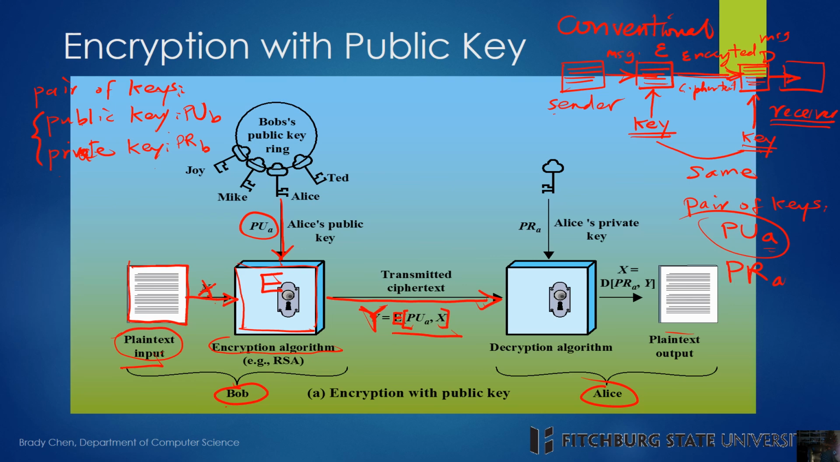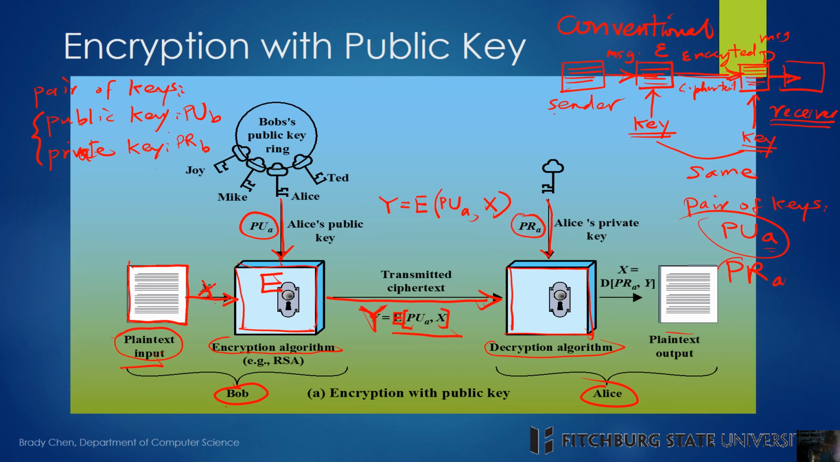So the ciphertext is generated by the function E, which is the encryption algorithm, with the parameters. The first parameter is the public key for Alice, and also the plain text Bob wants to send to Alice. Now, when Alice receives the message, Alice is going to use the decryption algorithm. When Alice uses the decryption algorithm, you're going to take Alice's private key.